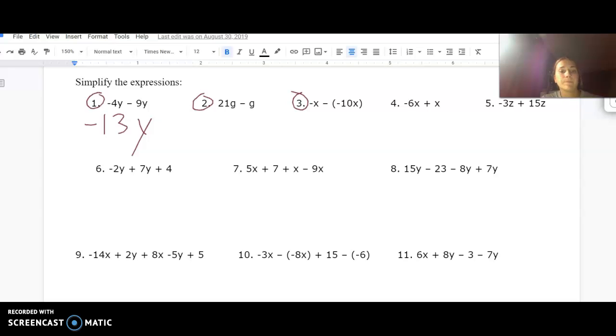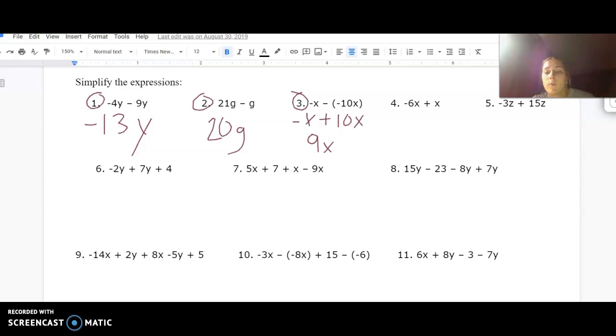So for number 2, I have 21g minus g. That will give us 20g. Number 3, I have negative x minus negative 10x. So those two negatives make a positive, so that gives us negative x plus 10x, which ends us up with 9x.